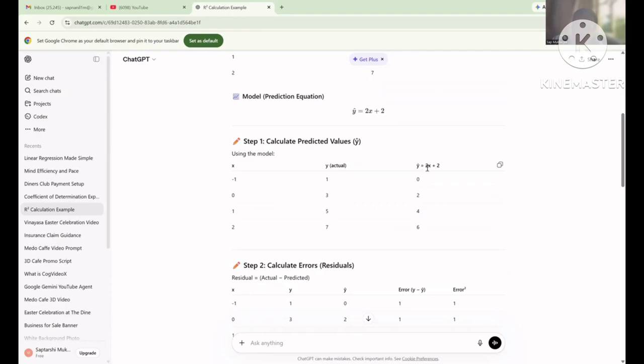So if I put minus 1 here, minus 1 into 2 is minus 2. Minus 2 plus 2 equals 0. So the y hat value is 0. So for all the inputs, we have calculated the predicted output.